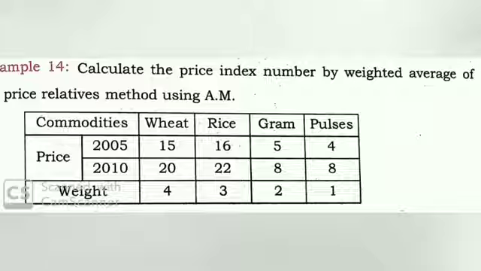Calculate the price index number by weighted average of price relatives method using arithmetic mean. Commodities: wheat, rice, gram and pulses, price of P0 and P1, weight is given. Let's see how to calculate this problem now. We are given P0, that is price of base year, price of current year, and weights. And we are asked to calculate arithmetic mean. The formula is summation WP divided by summation W.